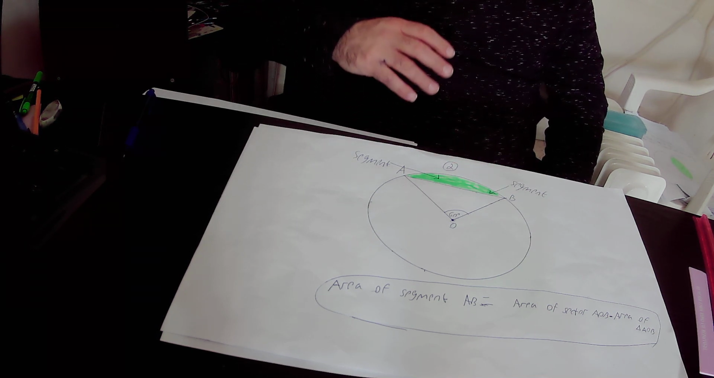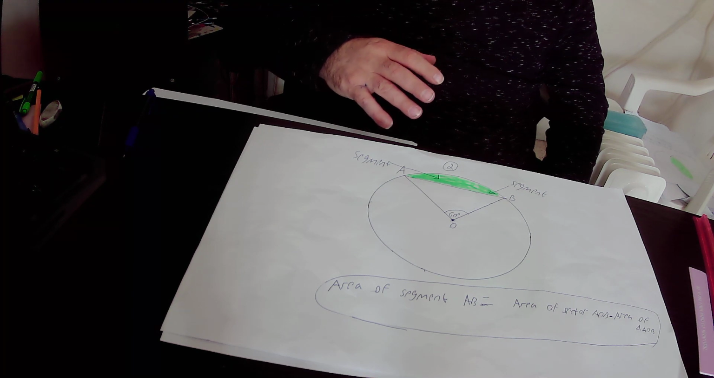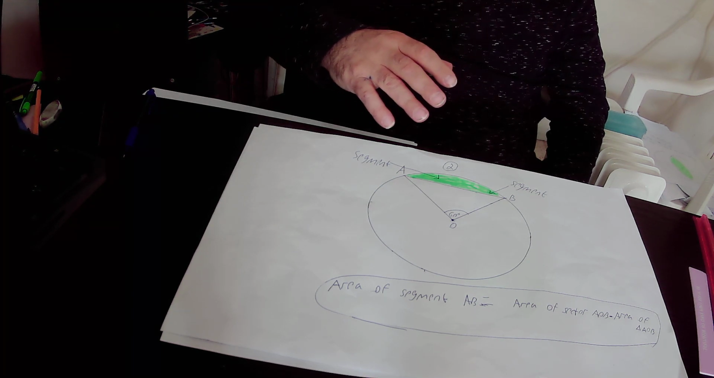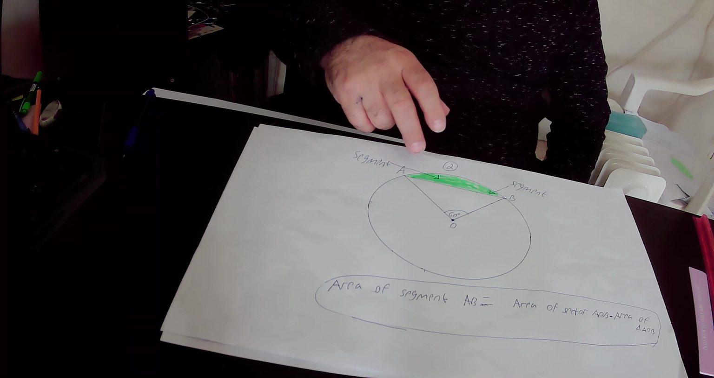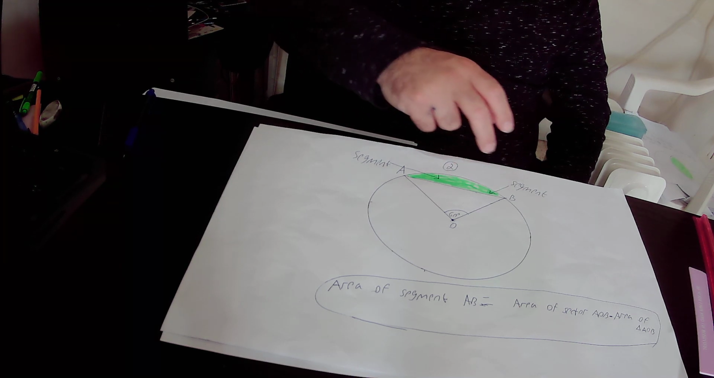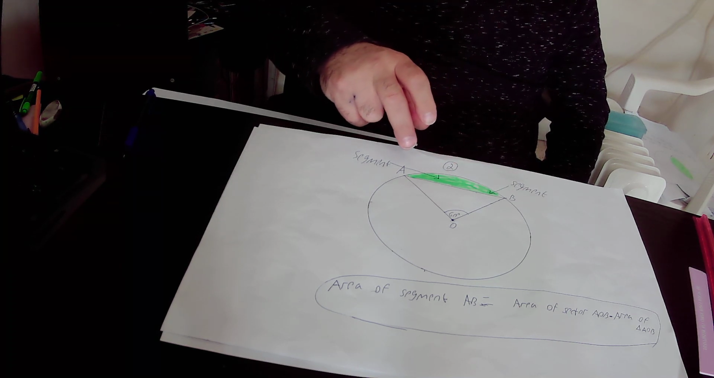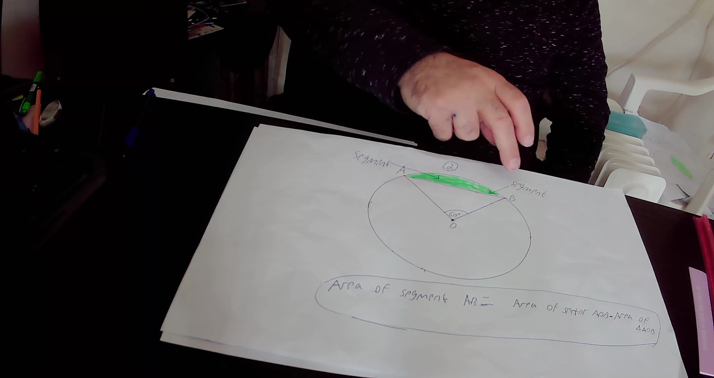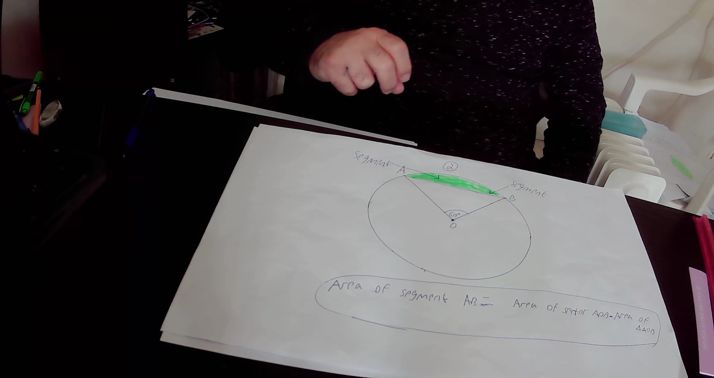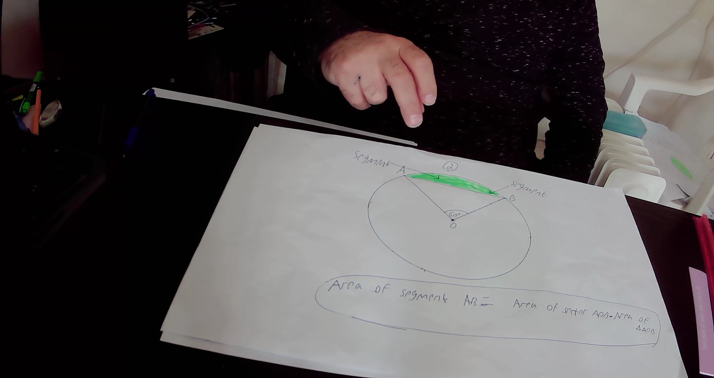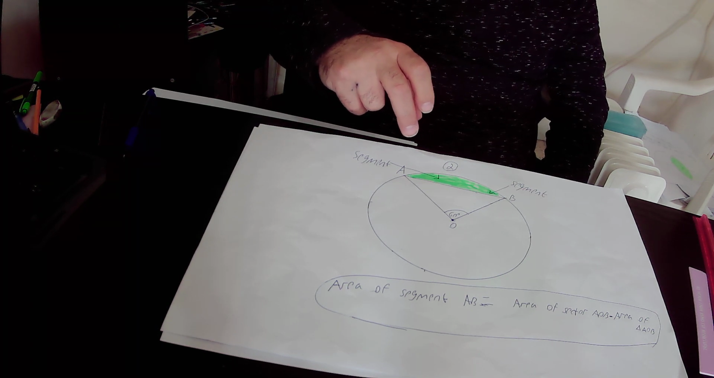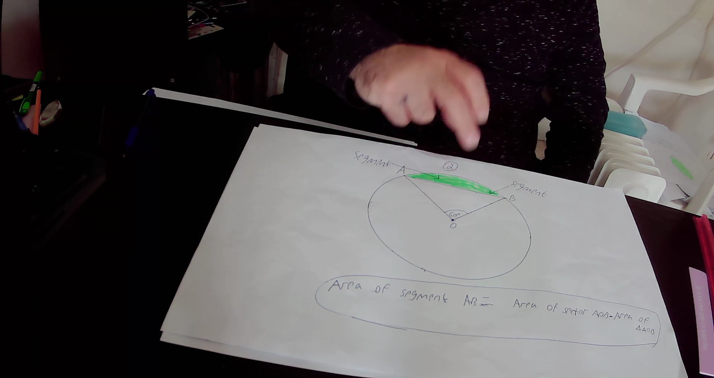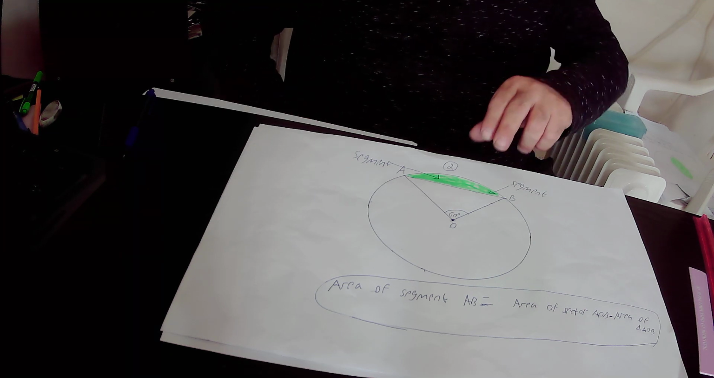Okay, again, a segment is the area that is bounded by a chord and the arc that is attached to that chord. In this case, it is the area that is bounded by chord AB and arc AB. And the area of a segment is equal to the area of sector AOB minus the area of triangle AOB. Okay?